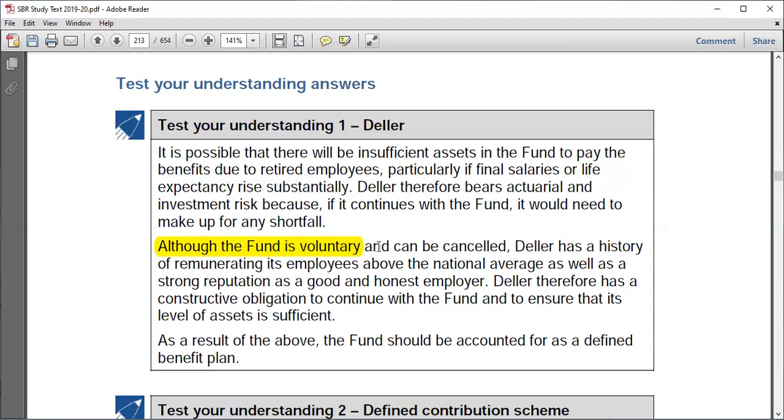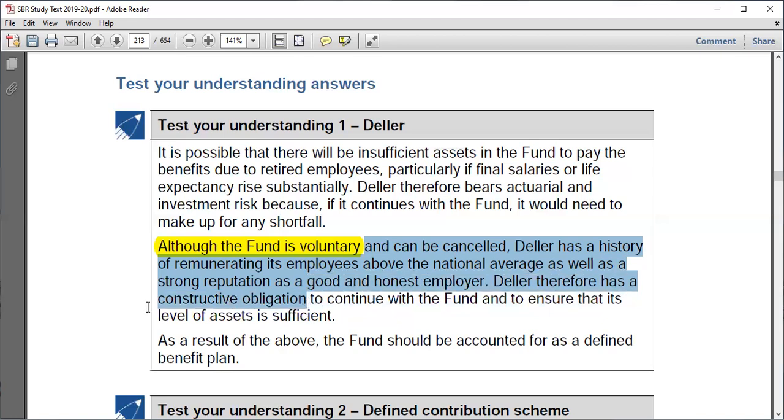So although the fund is voluntary and can be cancelled, Della has a history of remunerating its employees above the national average. So you find out that it's still voluntary, but Della has that history of paying its employees above the national average, as well as a strong reputation as a good and honest employer. So accounting wise, Della is maybe ready to account for that. So Della therefore has a constructive obligation.